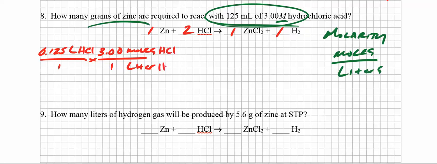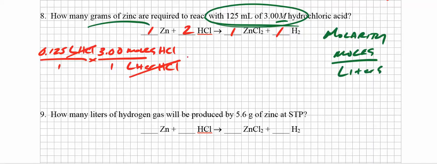Now, why did I do that? I did that because now liters of HCl and liters of HCl are going to cancel, and look what I'm left with, moles of hydrochloric acid. Remember that I said that if you're in any unit other than moles, you have to get to moles immediately. I'm there now, right? So I can proceed with the problem at this point, right?